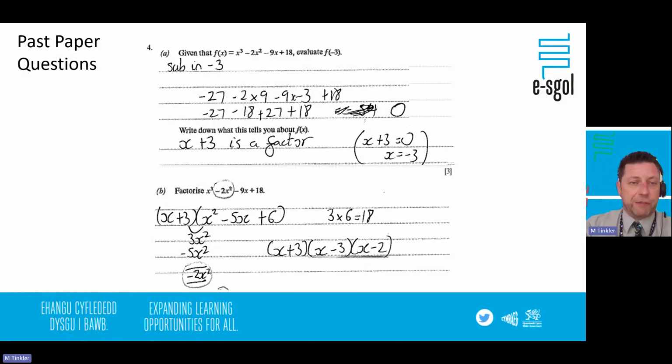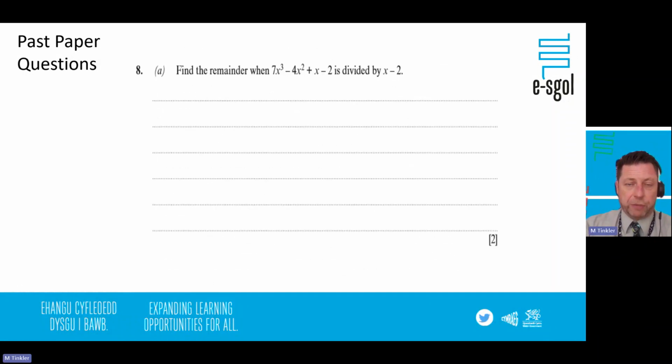Now we have about 7 or 8 questions of the same style. So you can look back at this one to help you with the next ones, or wait until I show you my answer. So this one's got a part A. Find the remainder when this cubic expression is divided by x minus 2. So first of all, just make sure you substitute in the correct number. Give you 30 seconds to do that.